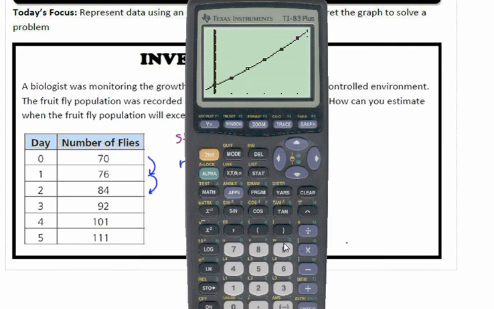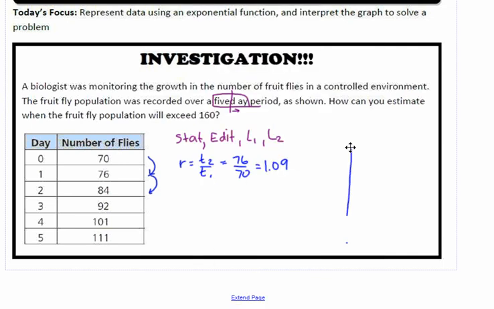The problem is when you're given data that's really close together down here, if you're just zoomed into this part, it looks linear, but as time goes on, it actually is exponential.